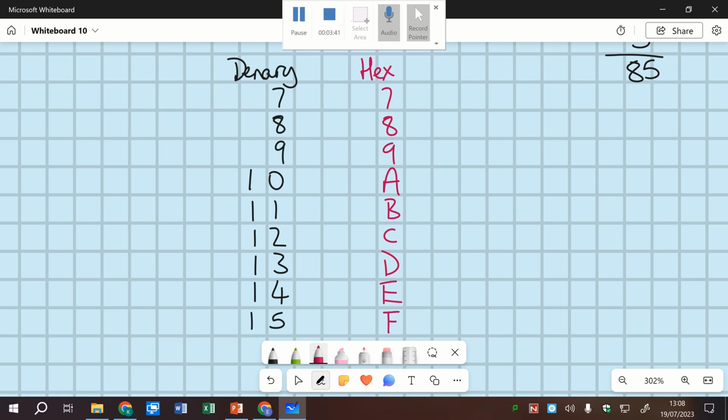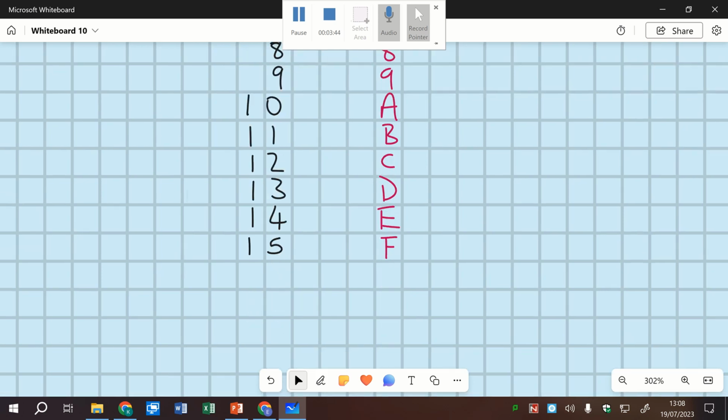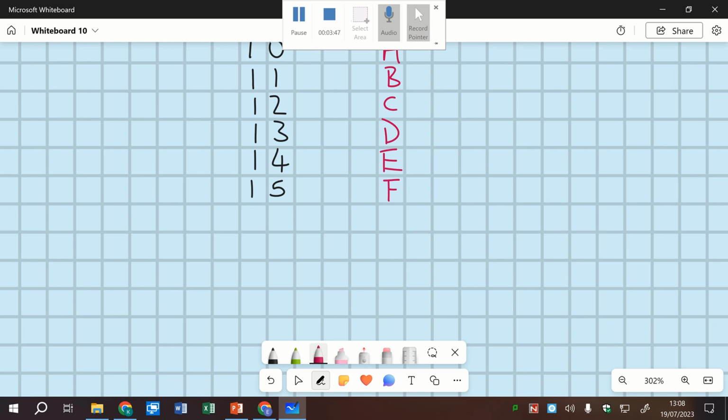Okay, so what happens now when we go to 16? So 16 in denary becomes 10 in hex. But it's not ten, it's one lot of 16 and no units. So 17 will become 11, or 1, 1. 18 becomes 1, 2, and it keeps going up. So this digit here is our times by 16.